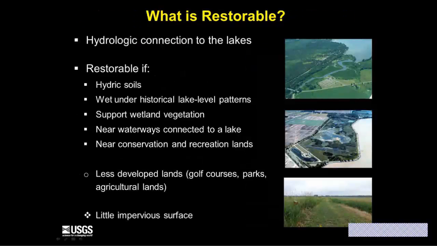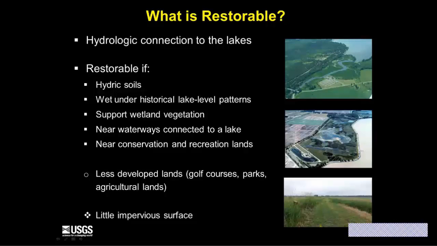Well, in the Great Lakes, a wetland is only classified as coastal if it has a hydrologic connection and is influenced by one of the 5 Great Lakes or connecting river systems. Therefore, wetlands or other areas that can be connected to a lake are considered restorable to coastal wetland habitat, which means that the easier it is to reconnect a wetland, the more restorable we might consider it.